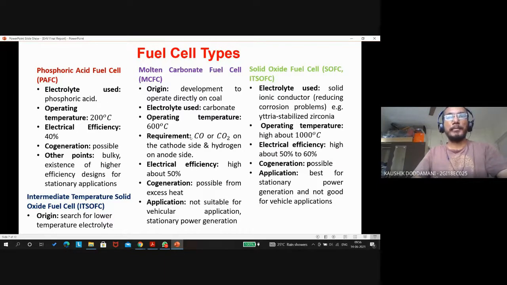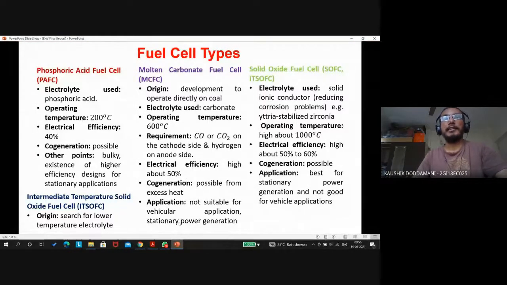The requirement is that it has CO2 on the cathode side and hydrogen on the anode side. Electrical efficiency is about 50%, and cogeneration is possible, obviously, because the temperature is quite high. And like I said, it is not used for vehicular applications, but it is good for stationary power generation. Next comes solid oxide.